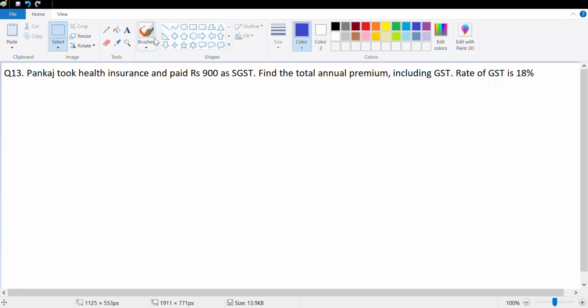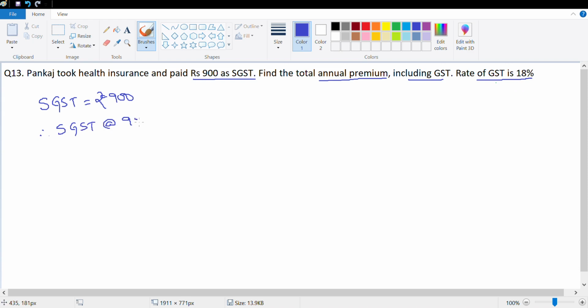Pankaj took health insurance and paid SGST as 900 rupees. So SGST is equal to rupees 900. We need to calculate the total annual premium including GST if the rate of GST is 18%. If the GST is at 18%, SGST is at the rate of 9% and CGST 9% of the premium value. So what we know is 9% of annual premium is equal to rupees 900.